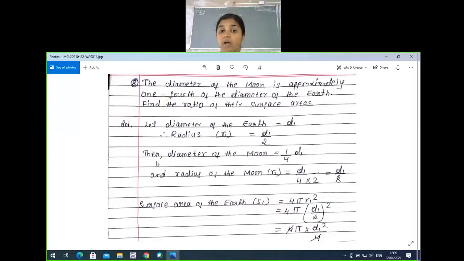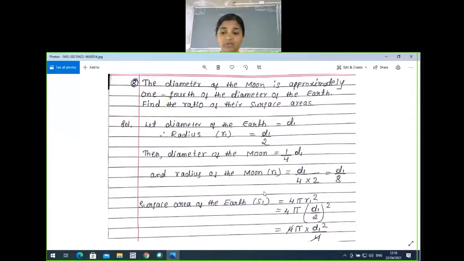Okay, now according to the statement, the diameter of the moon is approximately one-fourth of the diameter of the earth. So according to that condition, the diameter of the moon we are taking as one-fourth of the diameter of the earth. How did we get 1/4 into d1? Got the idea now? Because it is one-fourth of the diameter of the earth, and we are taking the diameter of the earth as d1, the diameter of the moon will be one-fourth of d1.